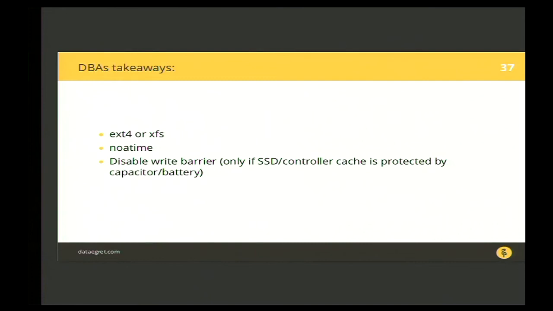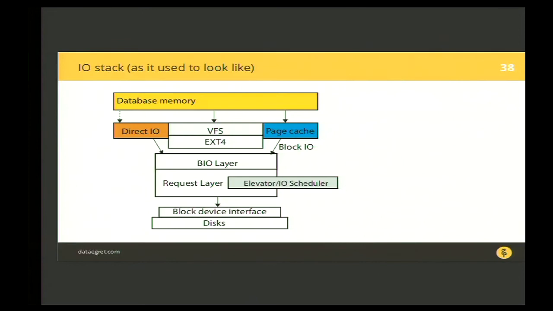Well, the main picture for this part is the Linux IO stack. And I added it actually as it used to look like. It still has some legacy parts, which I would say they need to keep for a while. But that's a general principle, and we will see how it evolves. We have our user space with database memory, all the memory, like work_mem, maintenance_work_mem, shared buffers, and so on. And to hit the disks, we need to go through all this stack.